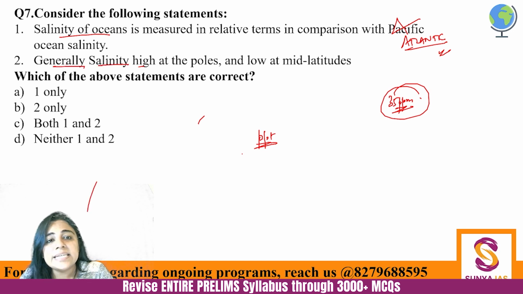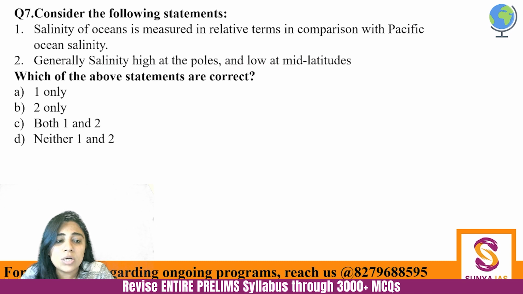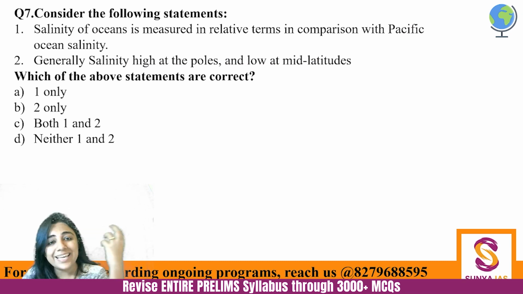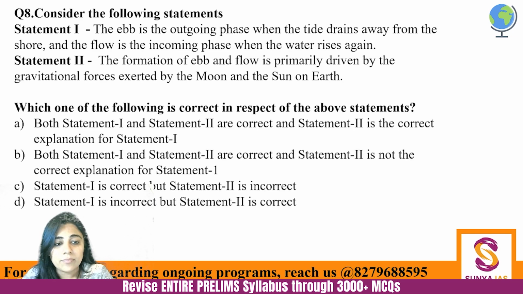Now, generally salinity is higher at the poles and low at mid latitudes. How can that happen? That cannot happen because the poles have all the glaciers, and glaciers always bring out fresh water, and fresh water is not saline. Fresh water is clear water. So saline water will be at the mid latitudes and fresh water will be at the poles. So the second one is also incorrect. First is also incorrect. D, neither one nor two is the answer. Now I have a question for you here. There is a concept called halocline.